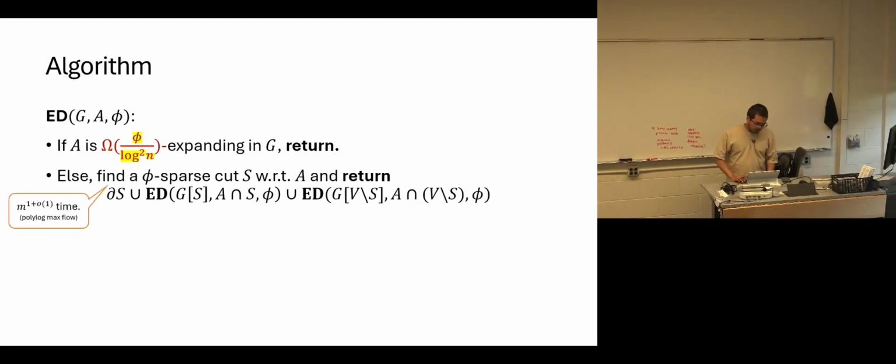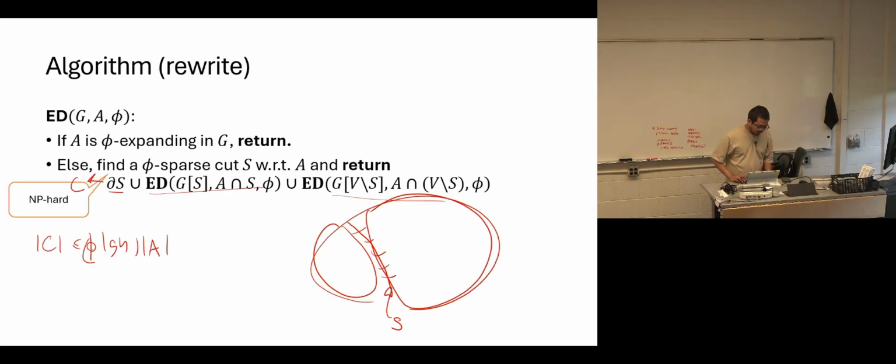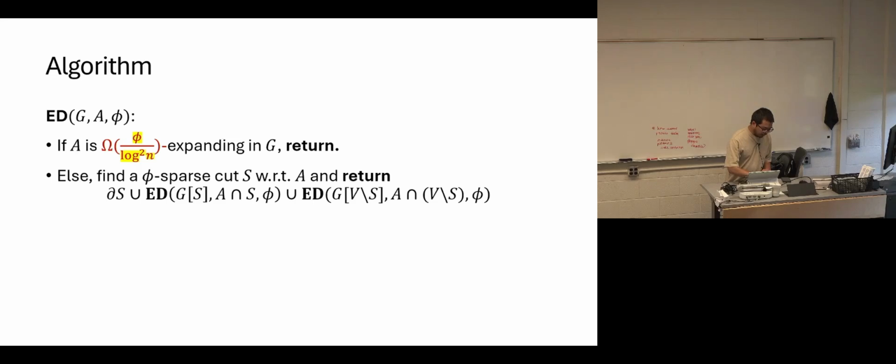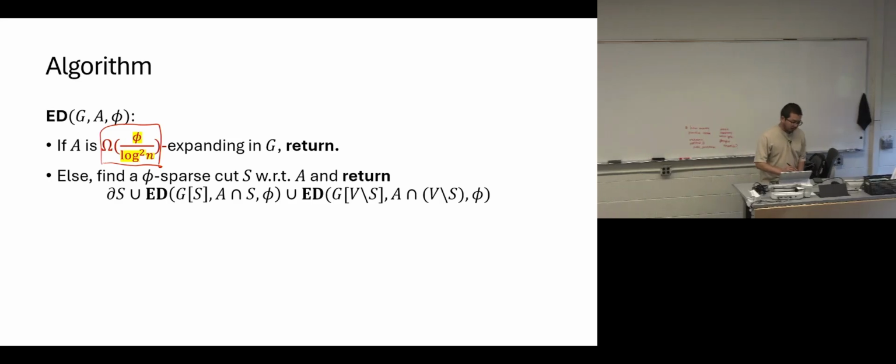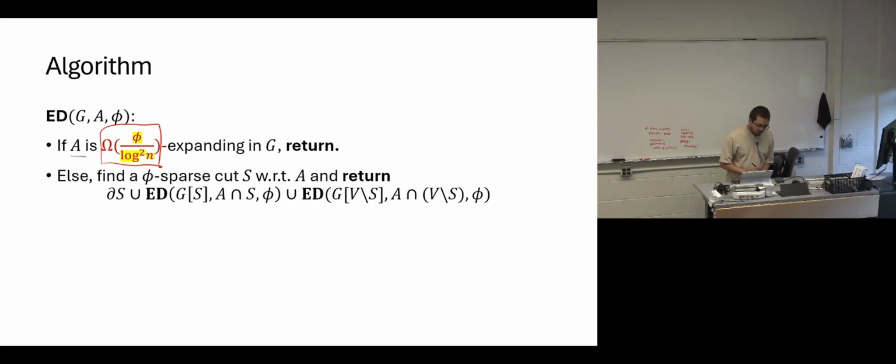Okay, and we see that this is hard, but if you relax the goal here a bit, that is, you just ask if A is phi over log square expanding, or otherwise a phi sparse cut, then here we can do it fast now, using the cut matching game.